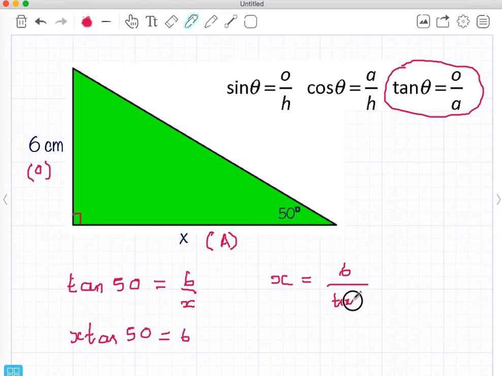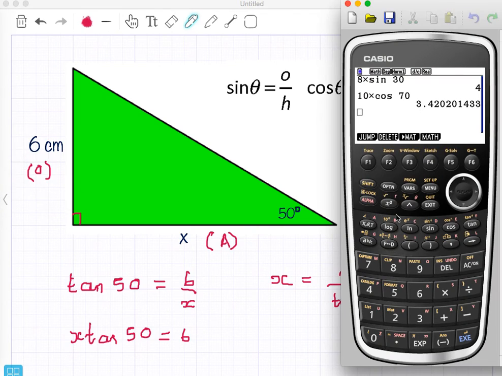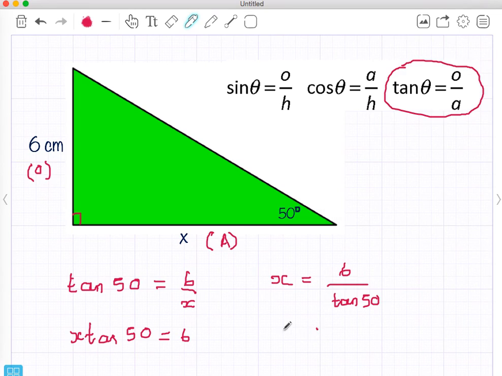X equals 6 divided by tan 50. Bring the calculator up. Okay, so we've got 6 divided by tan 50, and the x value is 5.03. Okay, and that's simple, finding the missing side of a right-angled triangle.